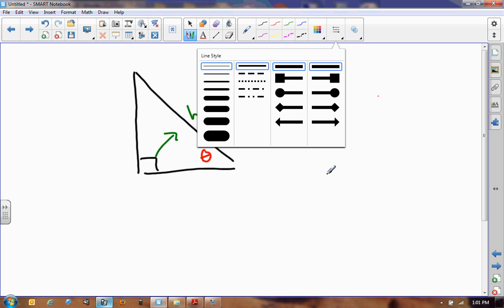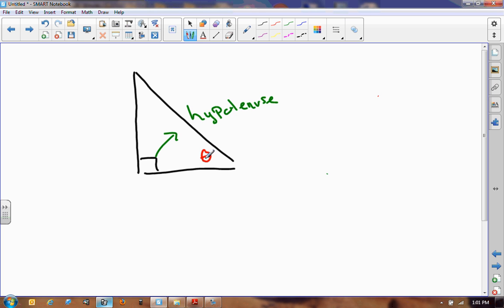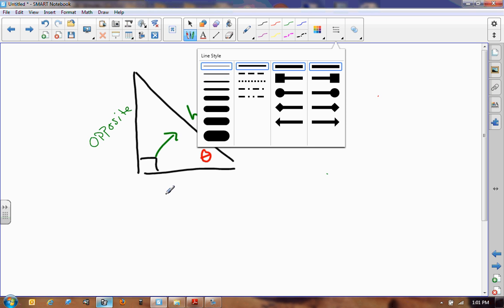So then they came up with two other names. The side that's across from the angle is called the opposite, which left me with one. The one that's next to the angle, the one that's made up of the hypotenuse and the side next to it, the side next to the angle is called the adjacent because it's next to it.